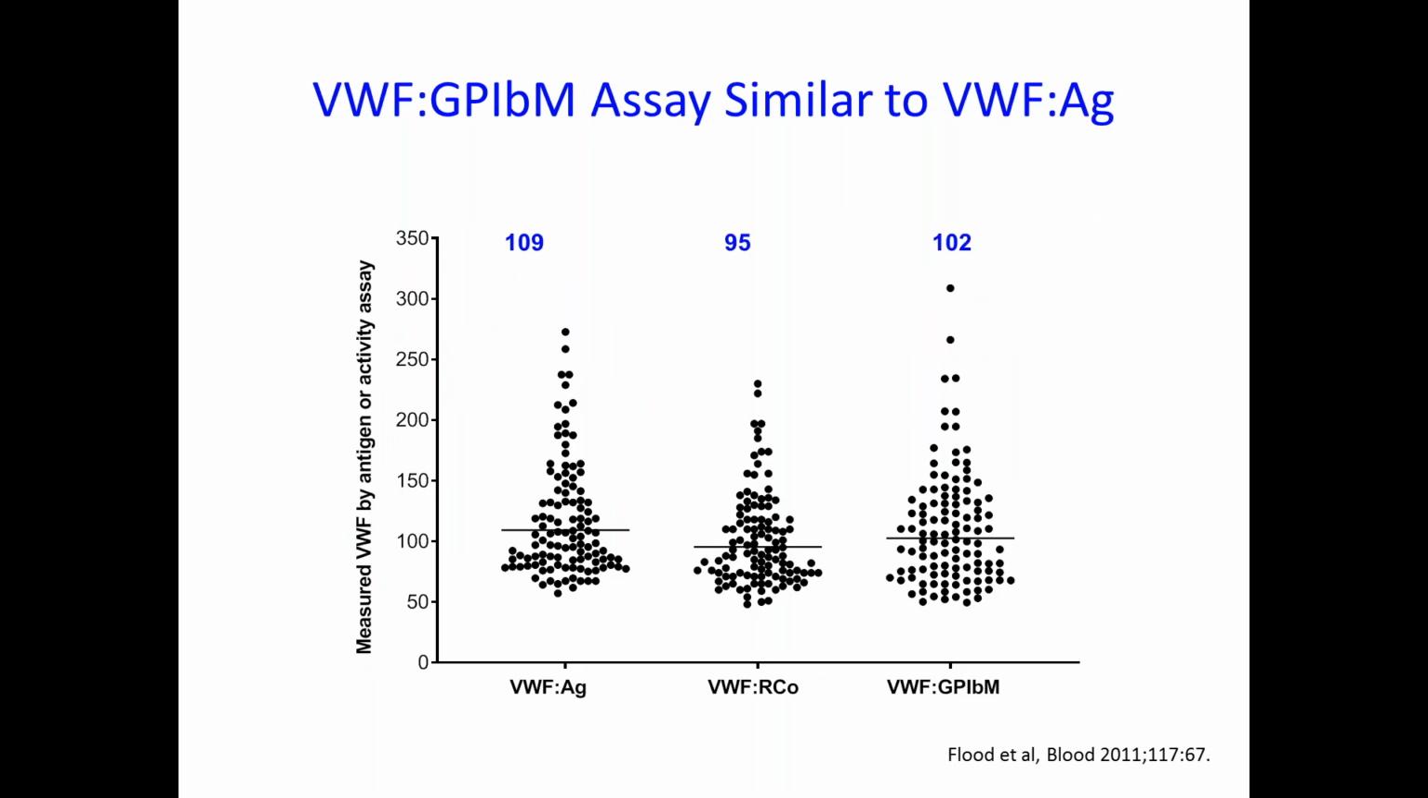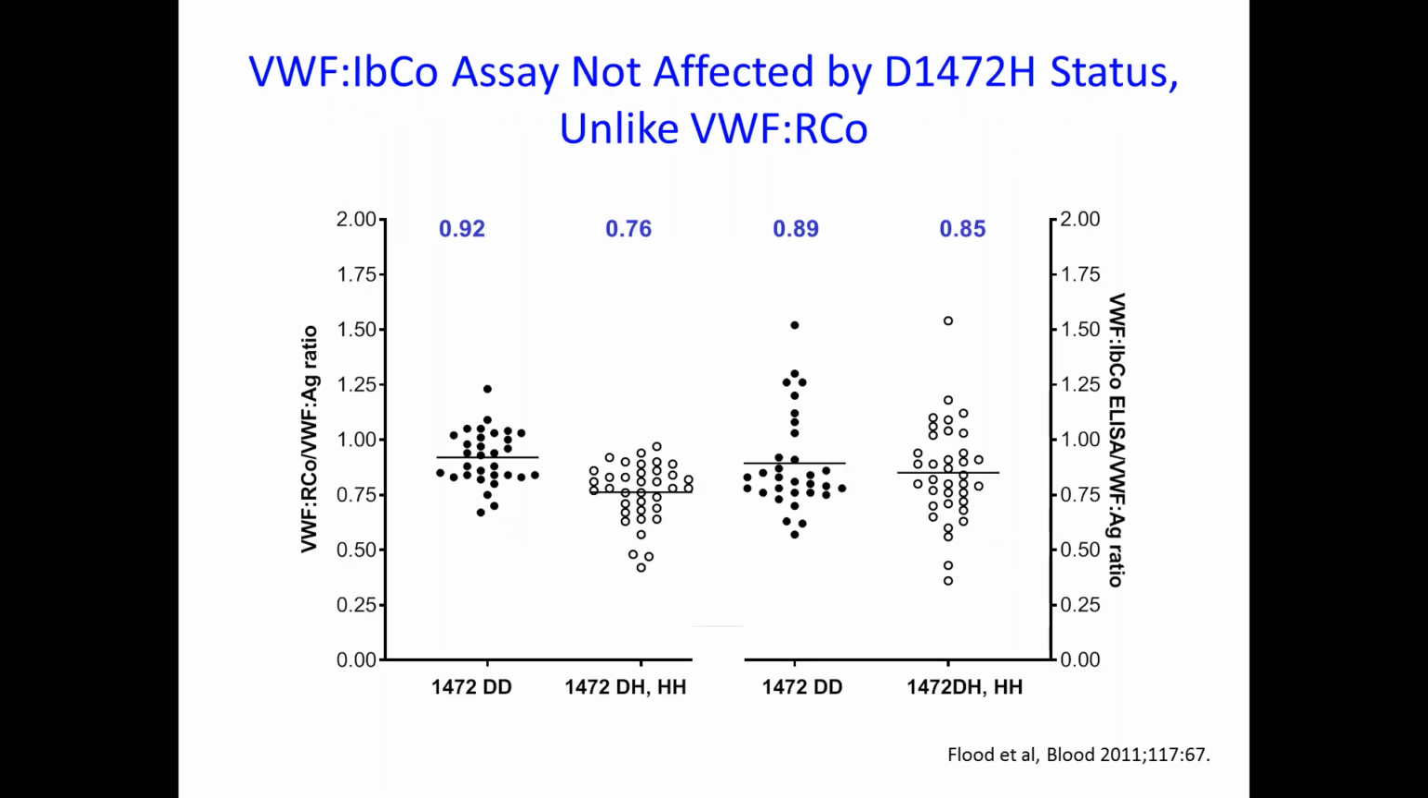The assay gave similar results to the antigen when we looked at all our healthy controls. So the antigen, we had a mean of 109. With this GP1BM assay, we had a mean of 102. The ristocetin cofactor activity was lower, again, probably because of the subjects that had the 1472H variant. So there was a statistical difference between antigen and ristocetin, but not between the VWF antigen and the GP1BM activity. And this activity assay was not affected by 1472H status, unlike the ristocetin cofactor activity.